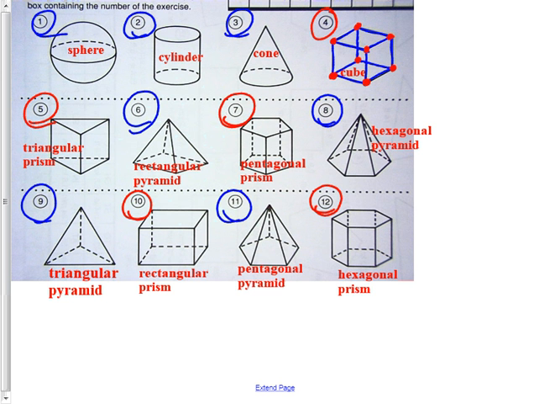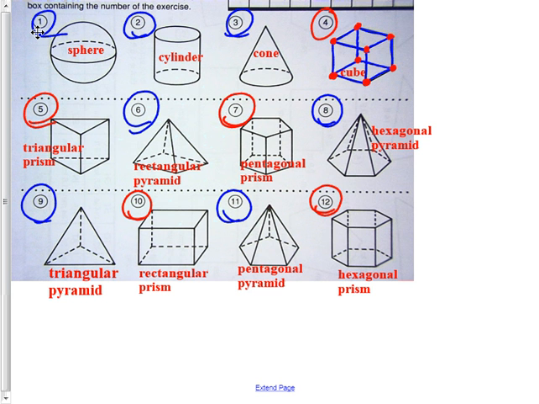Let's look at one of our pyramids. Let's look at a pentagonal pyramid, for example. Notice that for our pentagonal pyramid, we're going to have 6 faces. We're going to have 1 pentagonal face, and we're going to have 5 triangular faces. The pentagon is our base, and the triangles are our lateral faces.